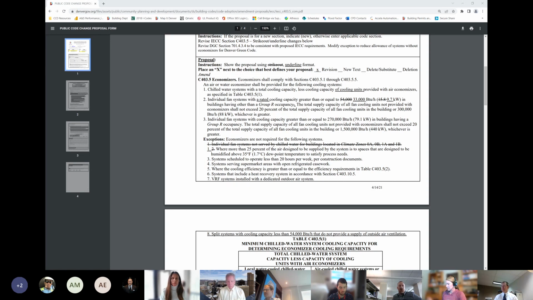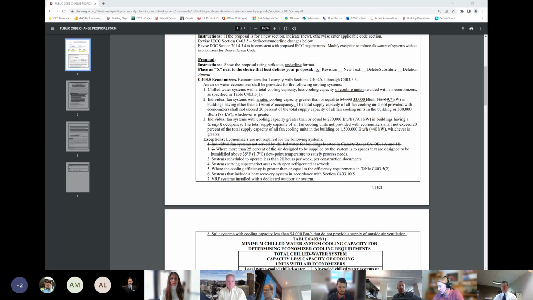The one that I'm trying to make sure is properly excluded is a typical split system, where you have a remote condensing unit and then an indoor unit. That should not be required to have an economizer. So I think I am too, but that system would still be required to have a supply of outside air ventilation.